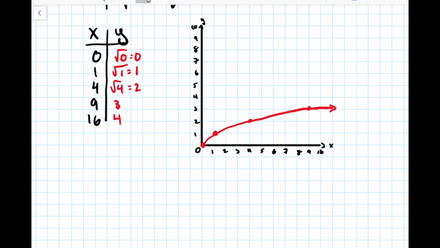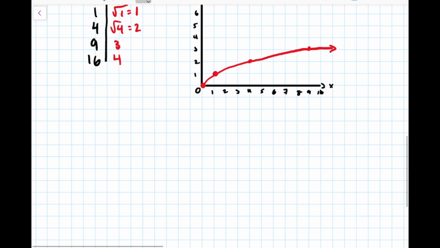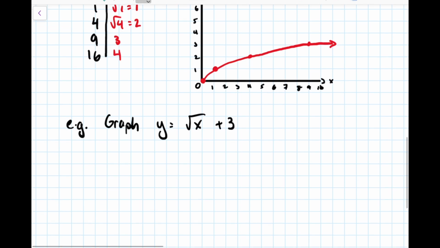Let's try another one. So we'll reuse the same graph. At least I'll reuse the same graph. You can do whatever you want on your notes. And we're going to graph y equals the square root of x, same as last time, but now we're going to throw a +3 out there.